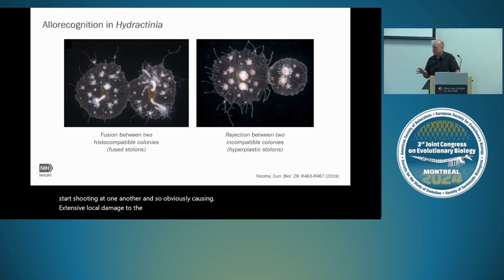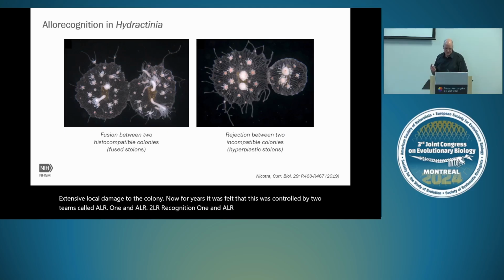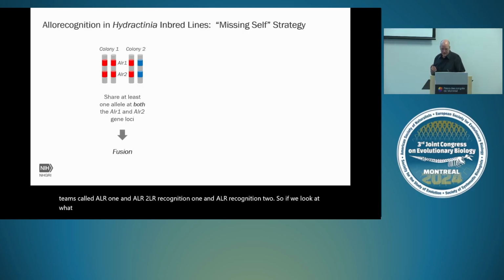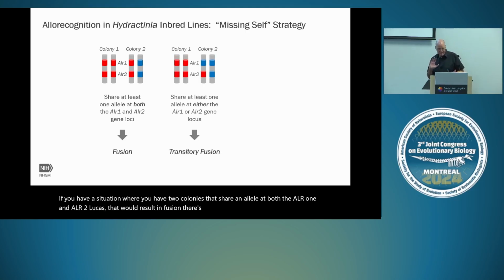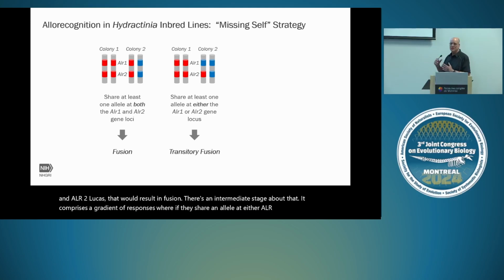Now, for years it was felt that this was controlled by 2 genes called ALR1 and ALR2, allorecognition 1 and allorecognition 2. So if we look at what was known in these inbred lines, if you have a situation where you have 2 colonies that share an allele at both the ALR1 and ALR2 locus, that would result in fusion. There's an intermediate stage that comprises a gradient of responses where if they share an allele at either ALR1 or ALR2, you get transitory fusion.